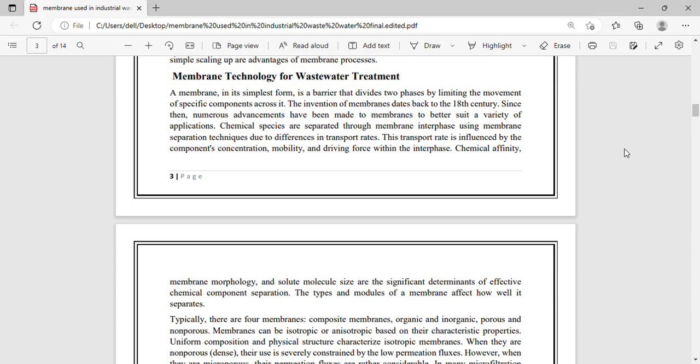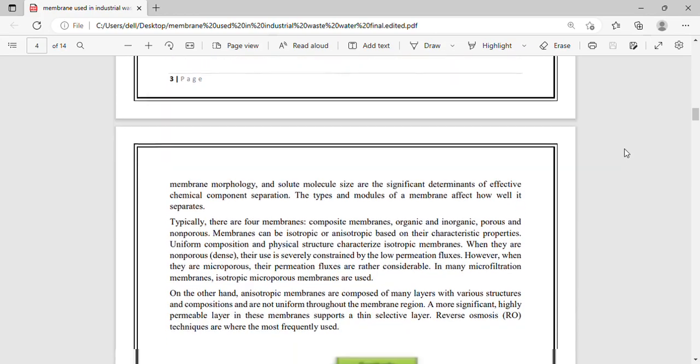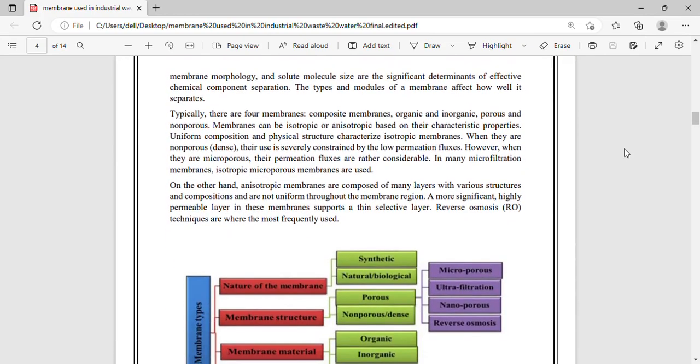Chemical species are separated through the membrane interface using membrane separation techniques due to differences in transport rates. This transport rate is influenced by the component's concentration, its mobility, and the driving force within the interface. Chemical affinity, membrane morphology, and solute molecular size are the significant determinants of effective chemical component separation. The types and modules of membrane affect how well it separates.